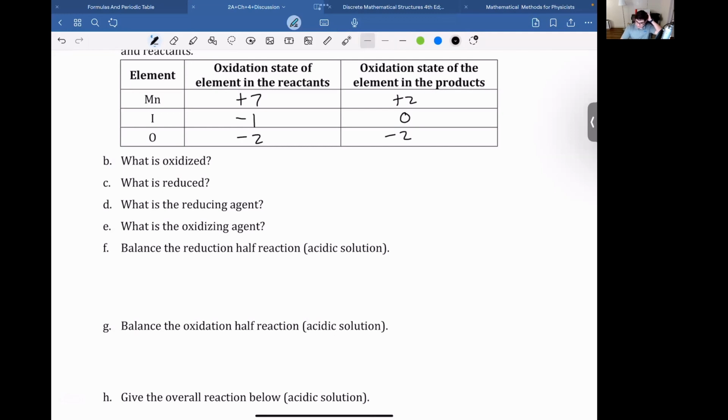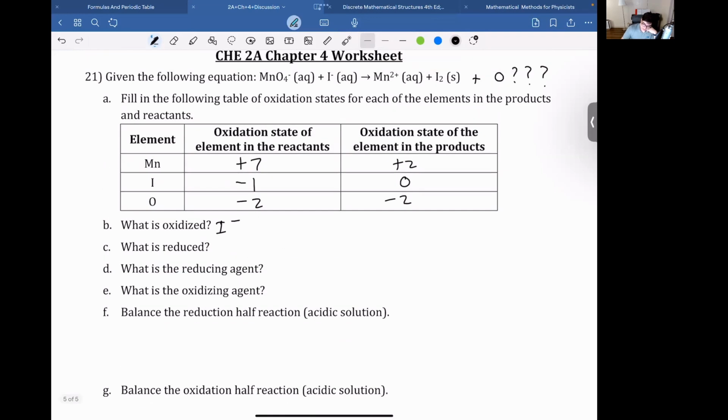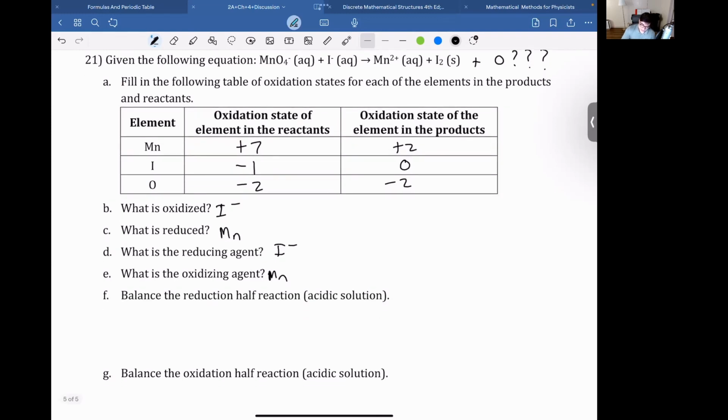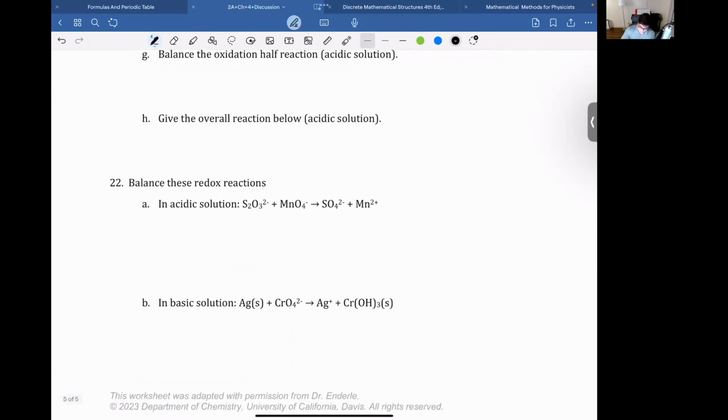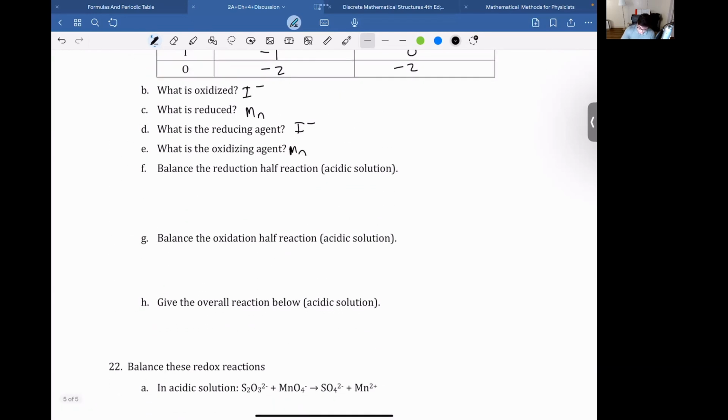What is oxidized? What is reduced? So what is oxidized is I minus, right? I minus is going up in charge. So it's the thing being oxidized. Mn is the thing being reduced. What is the reducing agent? It's the thing being oxidized. So that's I minus. The oxidizing agent is the thing being reduced. And it says balance the reduction half reaction in acidic solution, the oxidation in acidic, and then give the overall reaction.